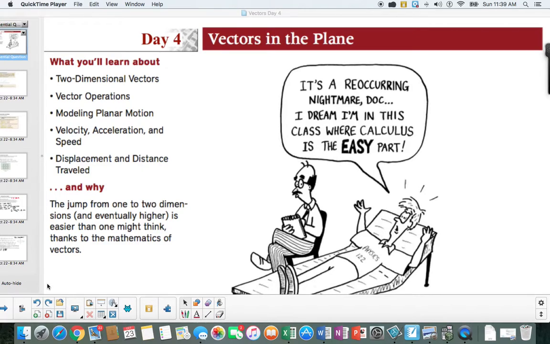Vectors in the plane, day 4. We're going to be looking at vectors and velocity, acceleration, speed, displacement, and distance traveled.